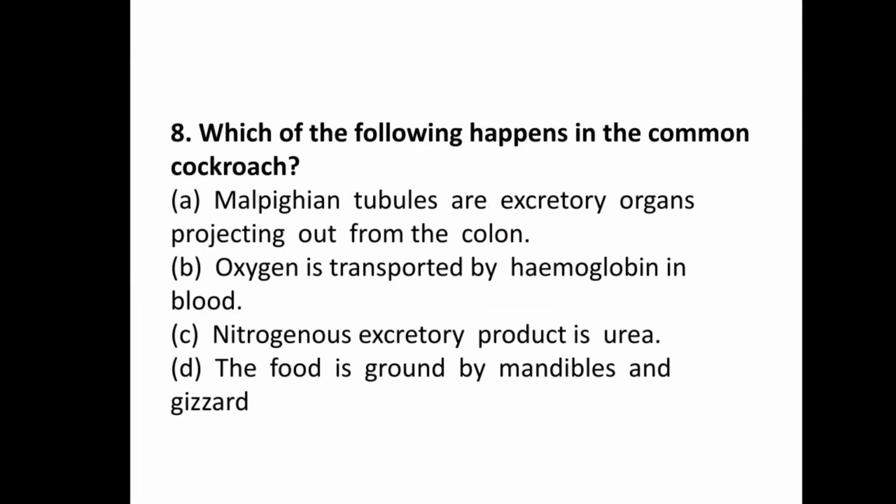Next we have, which of the following happens in common cockroach? Out of the four options, which one is commonly found in cockroach? Options are Malpighian tubules are excretory organs projected out from the colon. Oxygen is transported by hemoglobin in blood. Nitrogenous excretory product is urea. The food is ground by the mandible and gizzard. Students, comment your answer.